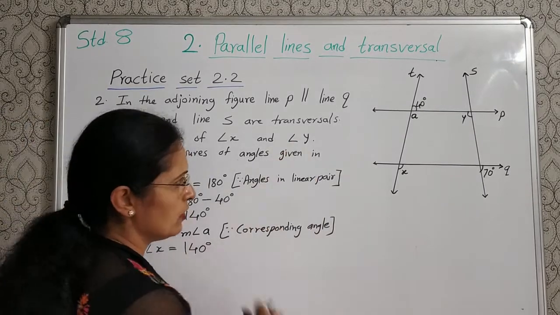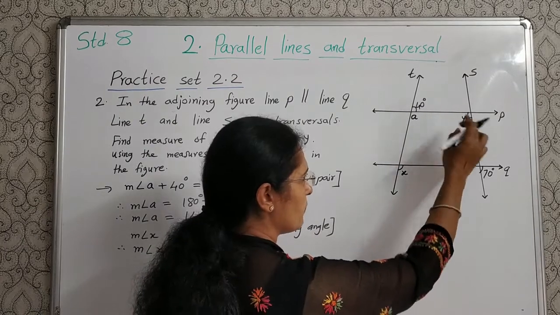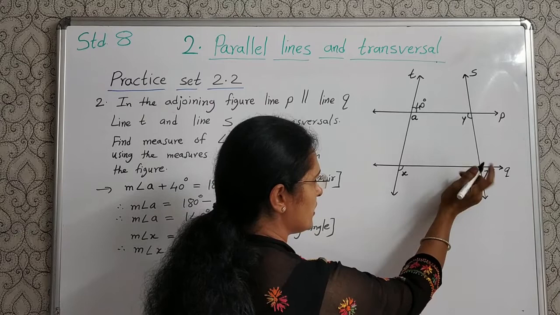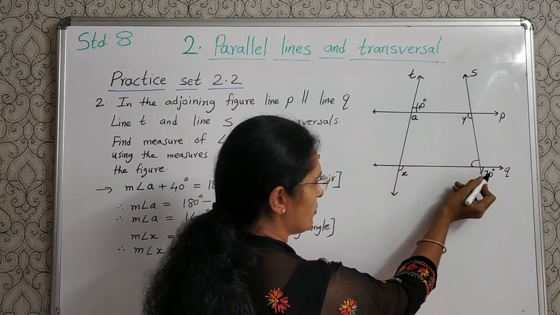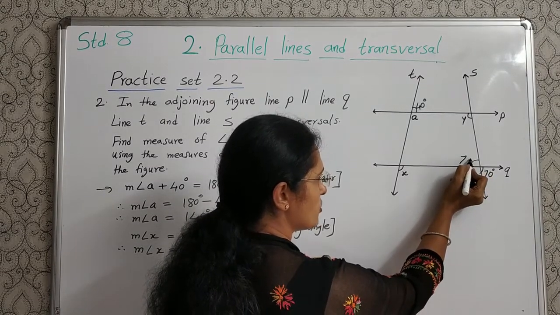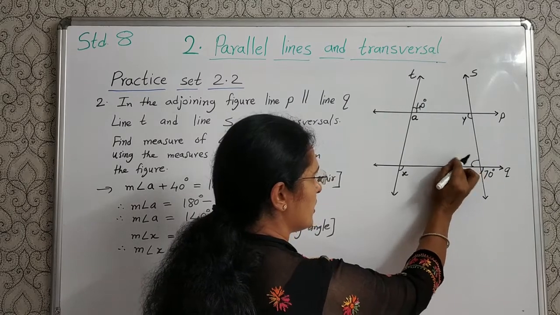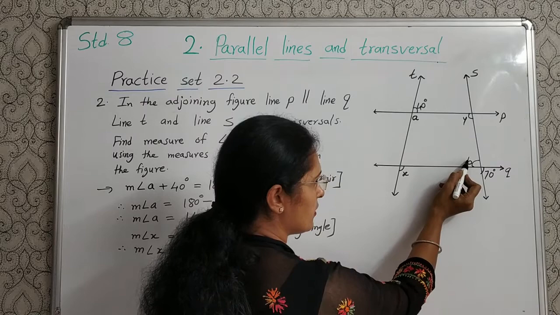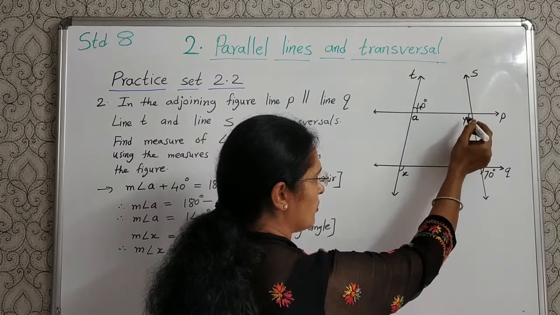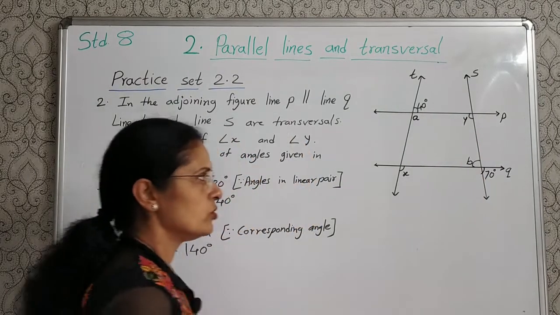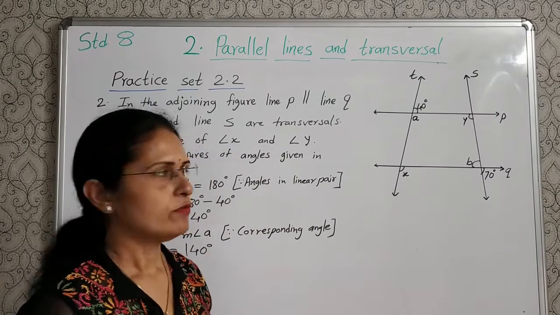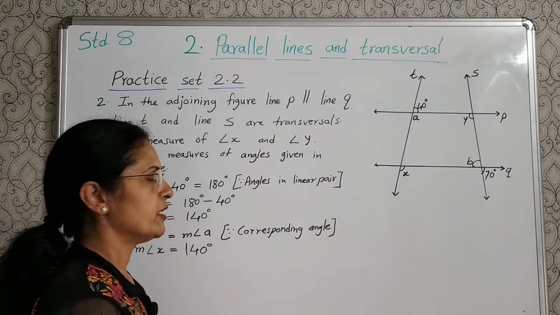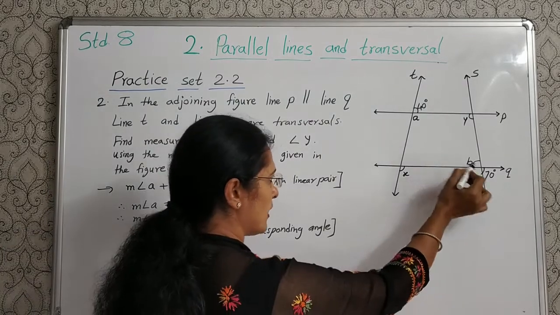Now to find y, so here it is y. First we'll find out the vertically opposite angle of this 70 degrees. So this is the vertically opposite angle, so it is also 70 degrees. But before that we'll name it as B and find this angle. After that we'll find out y, because y and B together make the pair of interior angles, and interior angles are supplementary. So first we'll find out angle B.